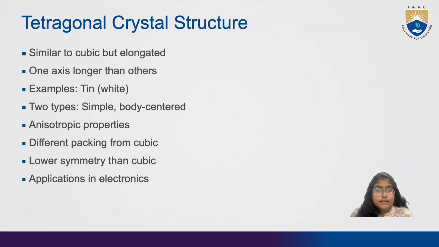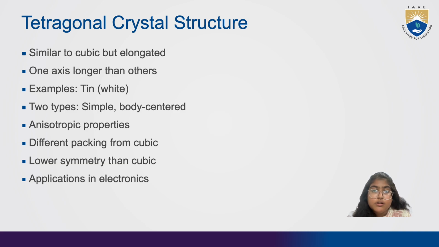Now, let's consider the tetragonal crystal structure. Think of it as a cubic structure that has been stretched or elongated along one axis. So, while two of the axes remain equal in length and all angles are still 90 degrees, the third axis is either longer or shorter. A common example of a material with a tetragonal structure is white tin. Similar to the cubic system, we have two main types of tetragonal unit cells: simple tetragonal and body-centered tetragonal.